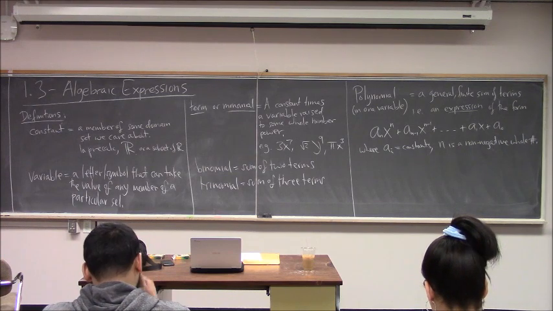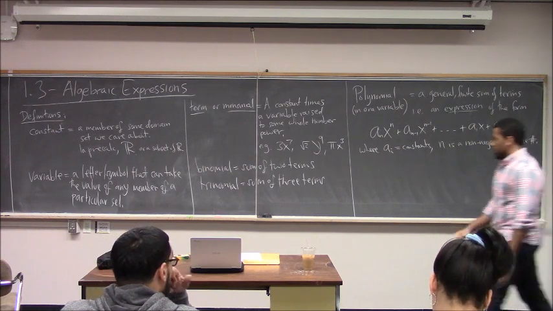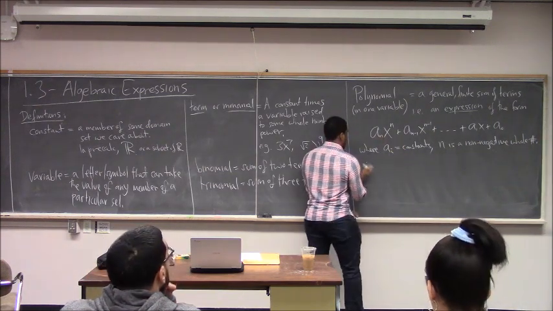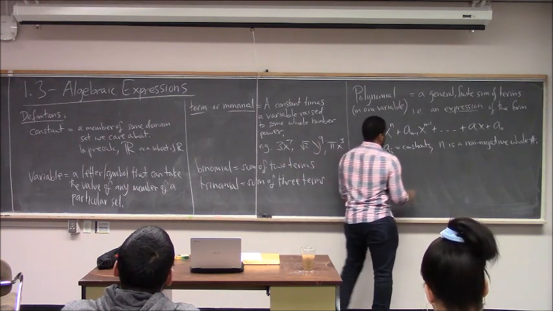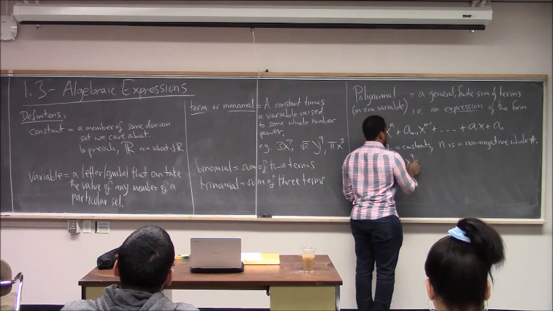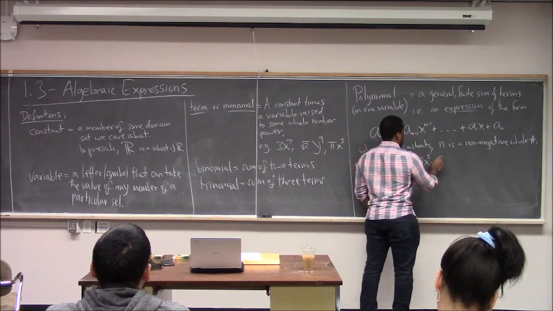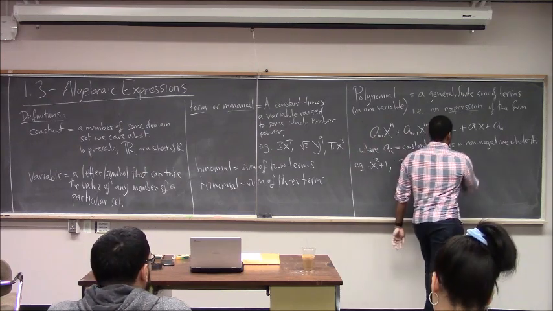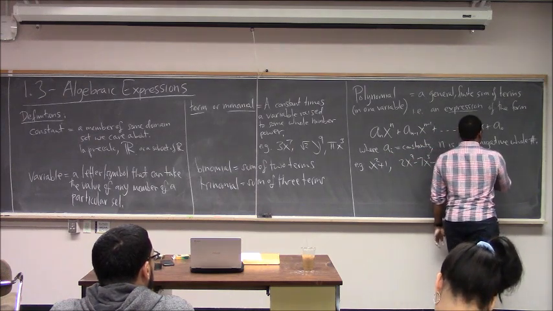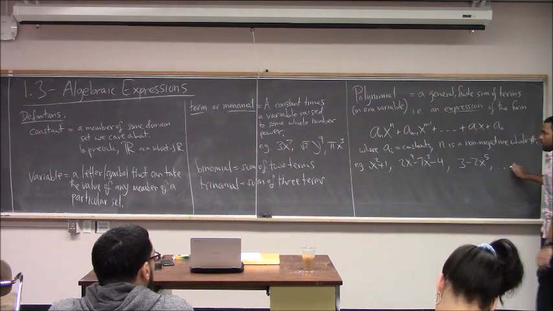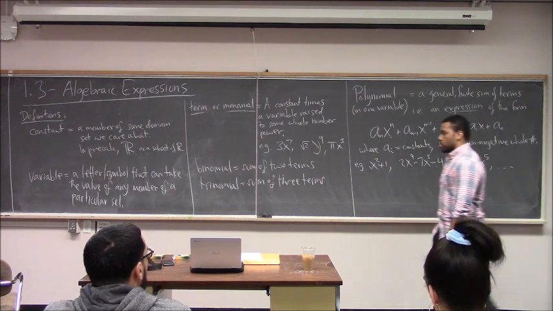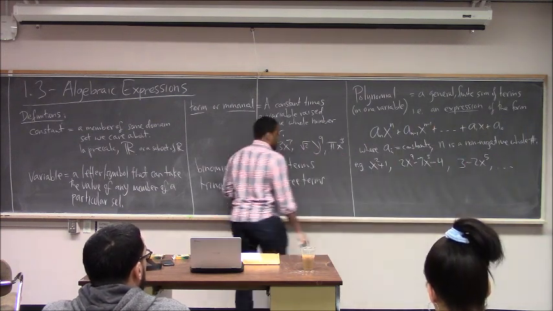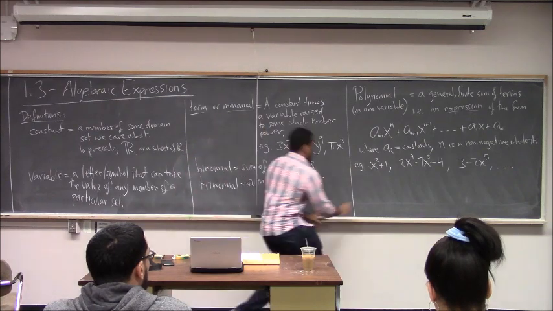So anything that looks like that we call a polynomial. For example, x squared plus 1, or 2x to the 9th minus 7x cubed minus 4, or 3 minus 2x to the 5th are polynomials. They're just x's raised to some whole number of powers that are 0 or bigger, perhaps multiplied by constants.